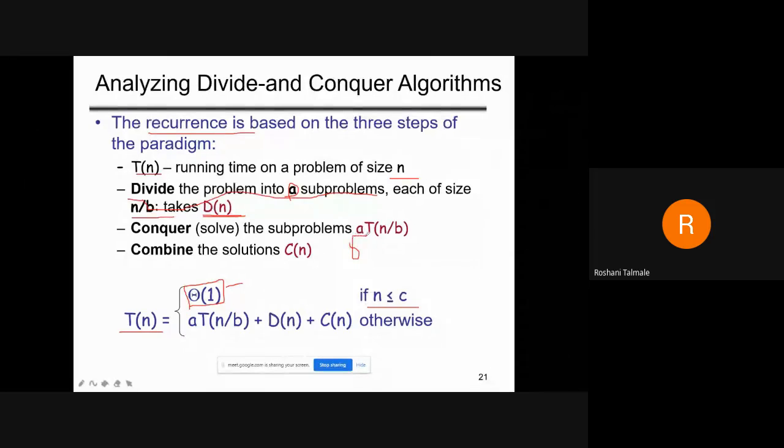Okay, this is the alpha sub problem, and t is the time, and n divided by b. Where did I write n divided by b from? n is the size, and b means we are dividing into divided by 2, divided by 3, divided by 4, like that we are considering. So it is n divided by b.